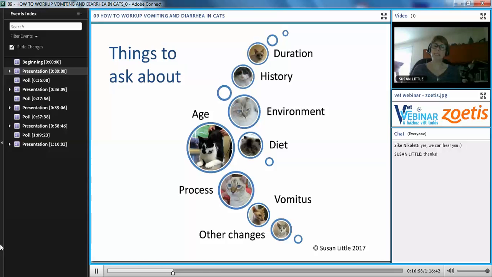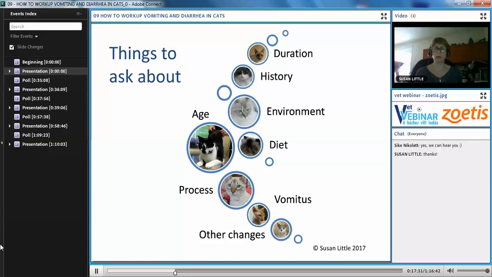When we're taking our medical history, there are some general things that we need to ask about. How long has the problem been going on? Once it's 2 weeks or more, we really need to be very diagnostically focused for these patients. A history of things like their diet, the environment they're living in, age, breed, and so on matter.